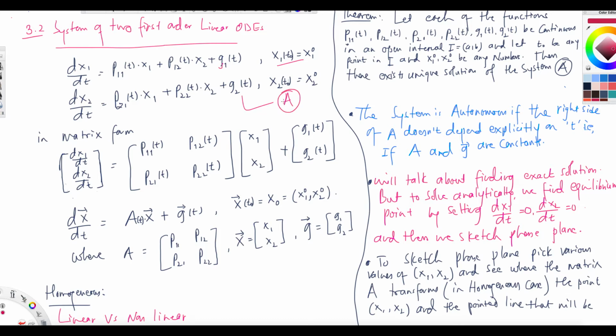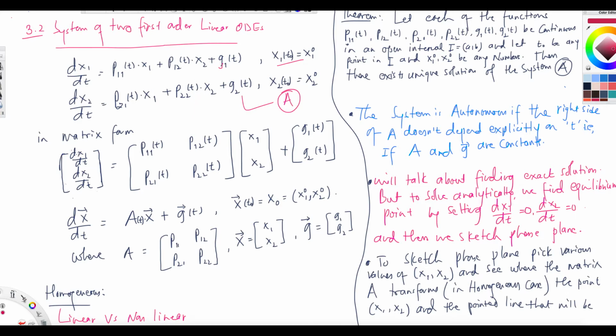Okay, now if there is x1 times x2 here, or here x1 square, or x1 times x2 like that, that would be nonlinear. Okay, if any of these terms have the product of x1 with itself or x2 with itself or x1 times x2, then we will call that nonlinear.